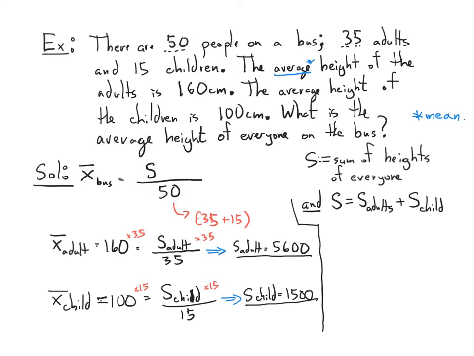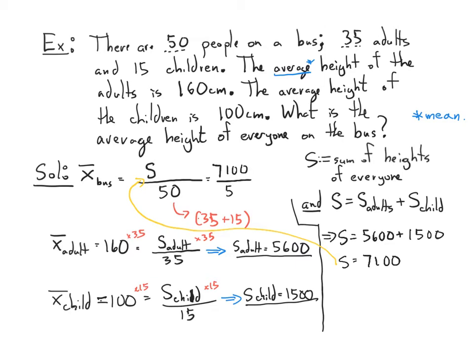So S equals the sum of the heights of the adults, which is 5,600, and the sum of the heights of the children, 1,500, which, if you total that, is 7,100. So let's put that into our equation here. This is 7,100 divided by 50. And if you calculate that, you will find that you get 142. I'm kind of out of space here, but we can write a little sentence. The average height of everyone on the bus is 142 centimeters.